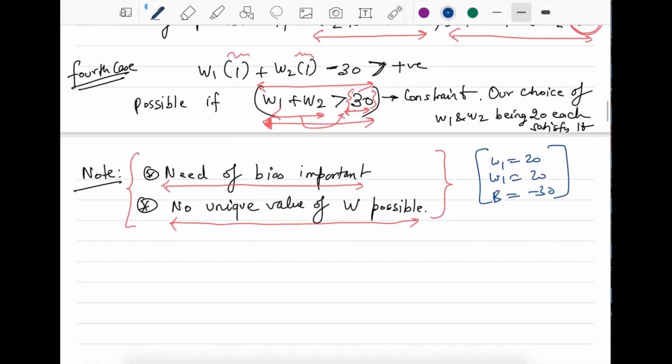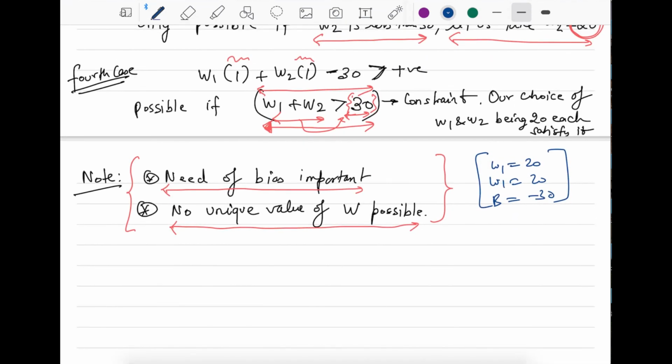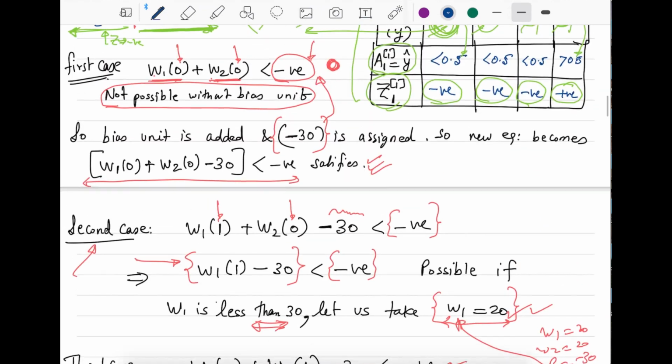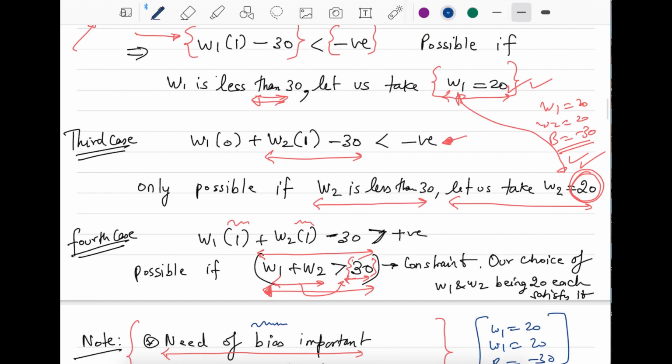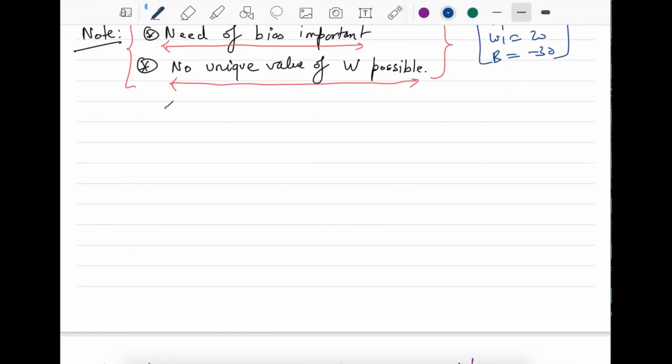Two important points that we concluded from this analysis: first, the need for bias is important, because you cannot avoid bias since constraint 1 was not fulfilled, which is here. This constraint was not fulfilled, so the need of bias is important. And second, no unique value of W is possible. You can come up with some other values also, as long as you satisfy the required constraint.